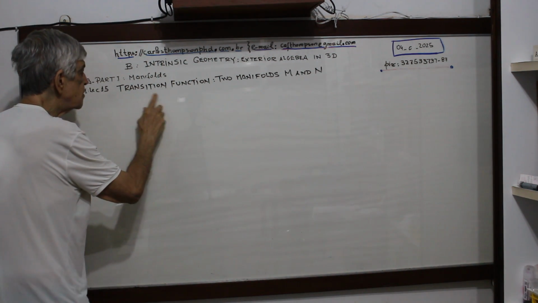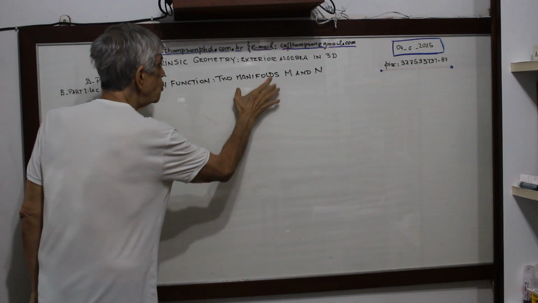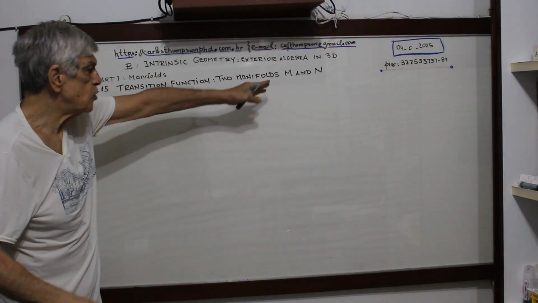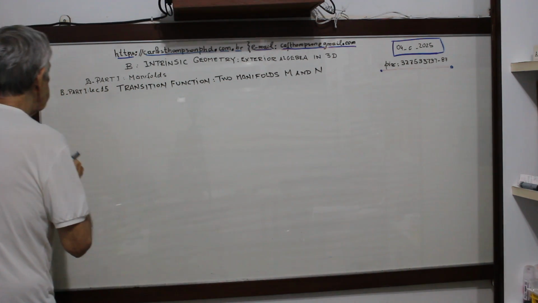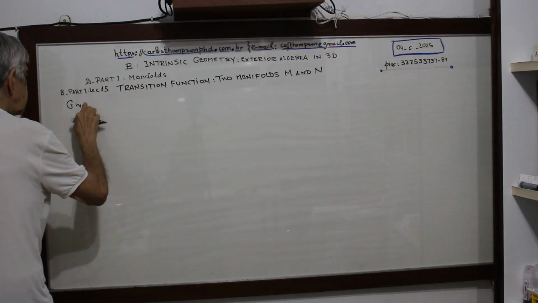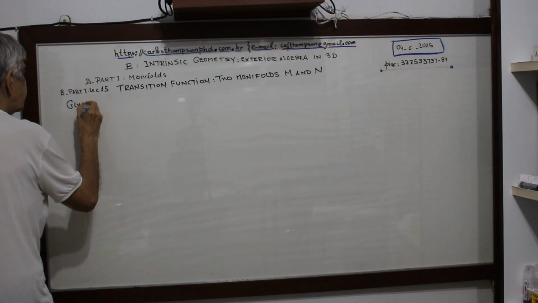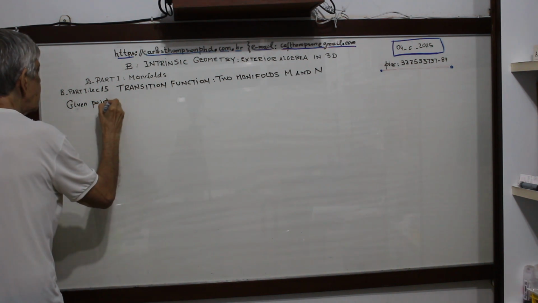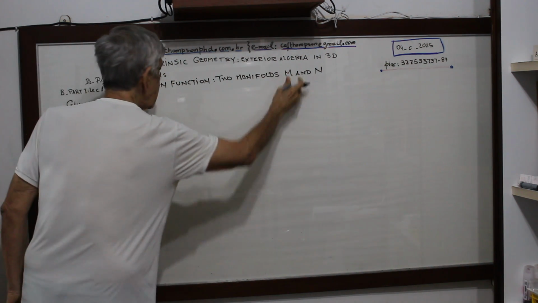Now, transition function. Now I will consider 2 different manifolds, M and N. They could be of different dimensions, okay, M and N. Now, let's say given a point P belonging to the manifold M.